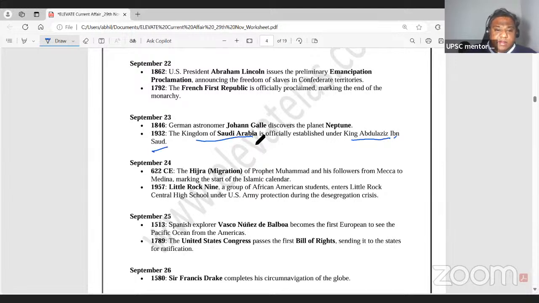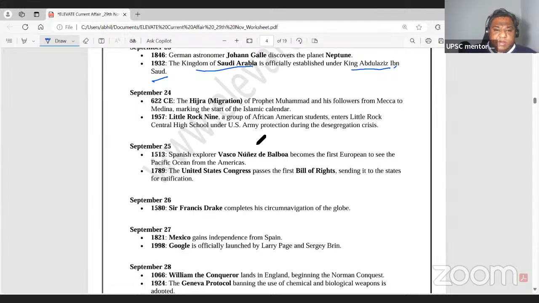September 24, Hijra, the migration date of the Islamic calendar, 622 CE. In 1957, the Little Rock Nine. Now, this is about Black rights: African American students entering a school, studying in school.